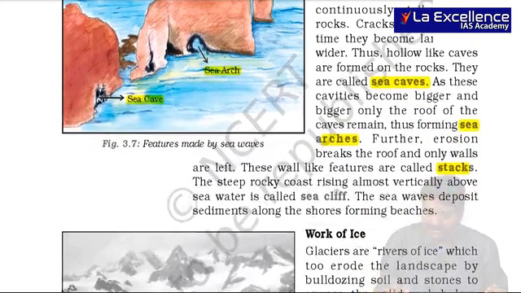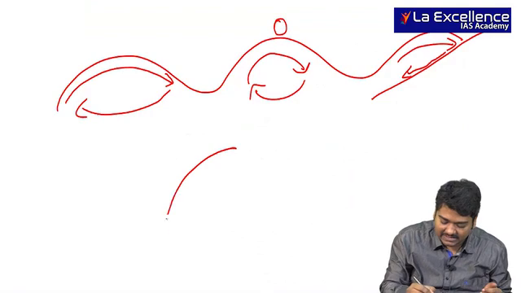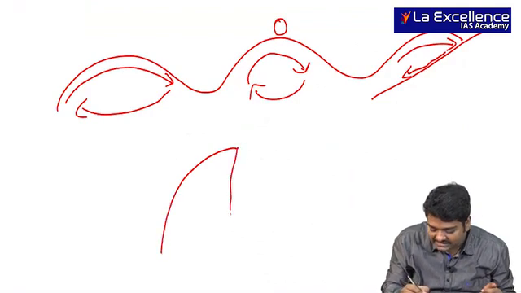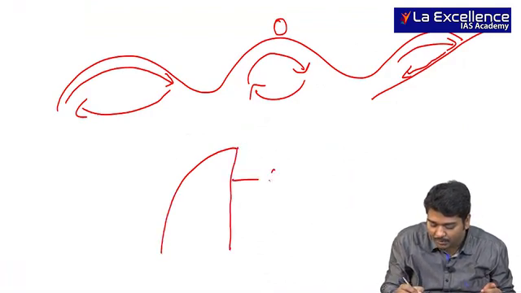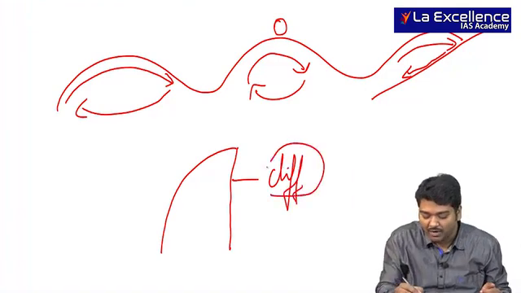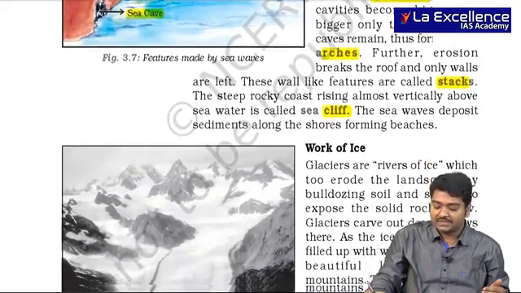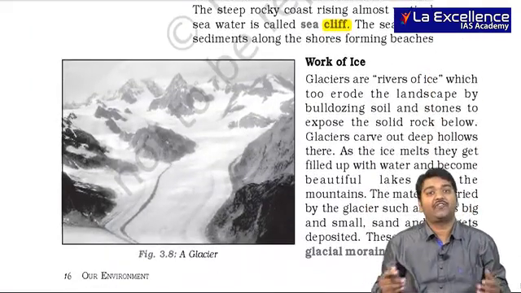Any steep portions are called cliffs. That is, if you have a rock, one side is curved and another one is steep. This steep portion is called a cliff, and this is formed because of erosional activity. After this, we need to see the work of ice.